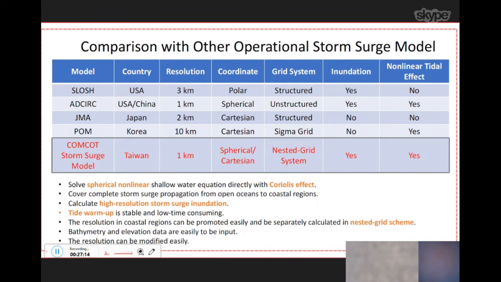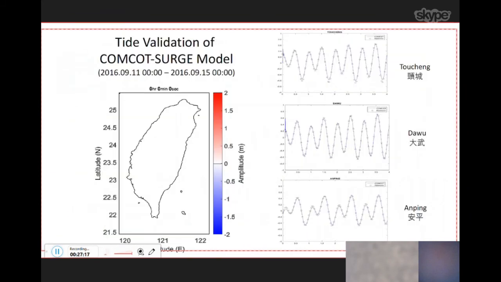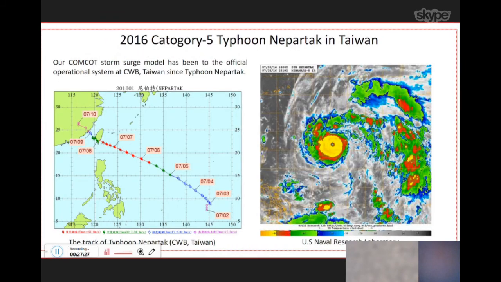So this is the tide validation. In this location, it shows that the results are very accurate. And here is a practical case study: the 2016 Category 5 Typhoon Nepartak in Taiwan. The typhoon's track is checked, and also the wind structure is very stable.